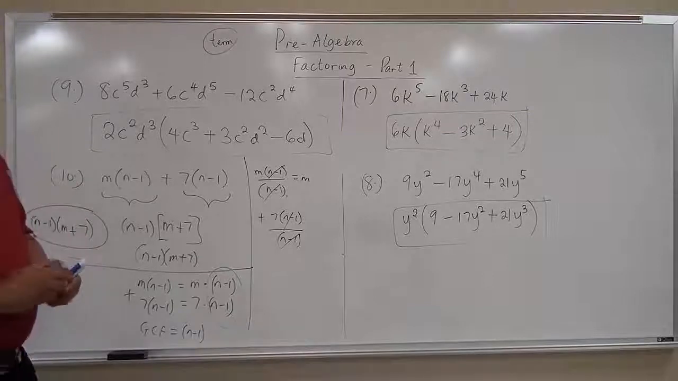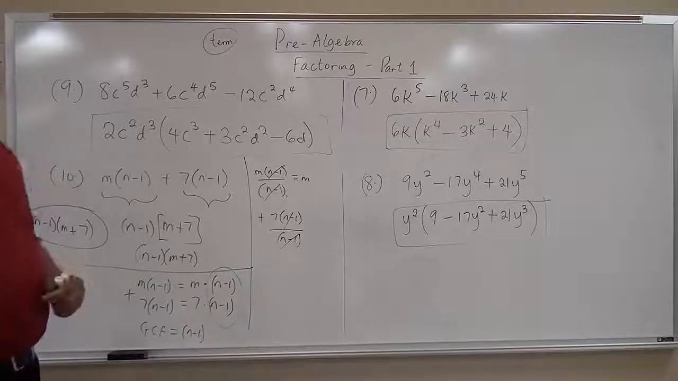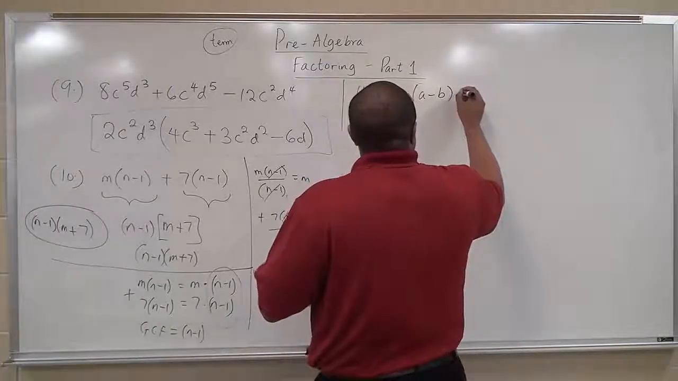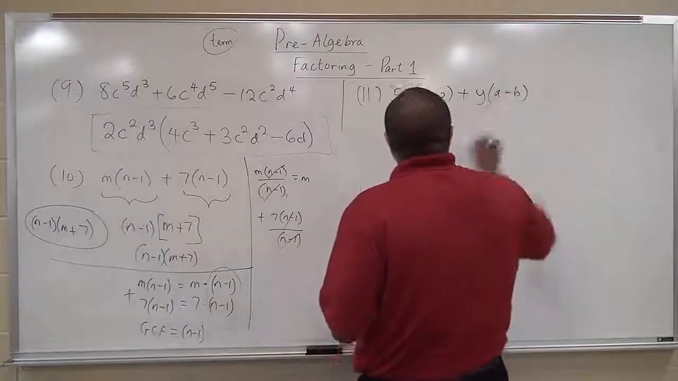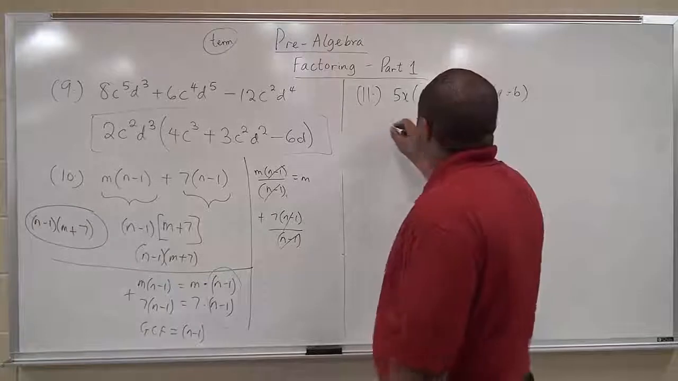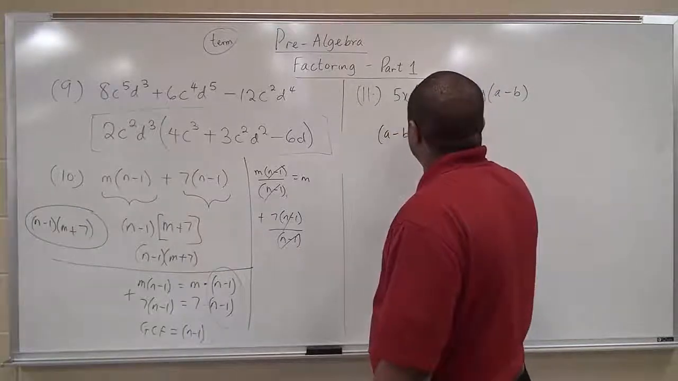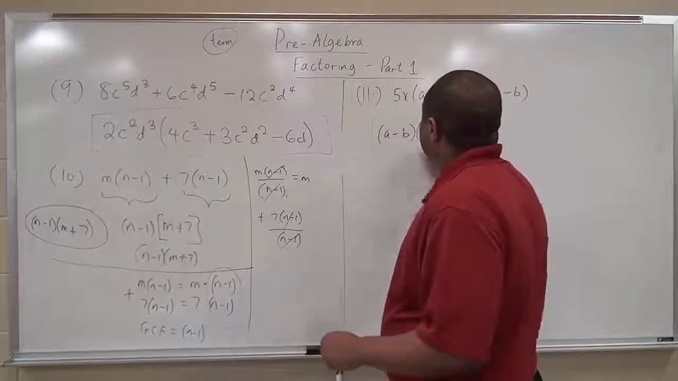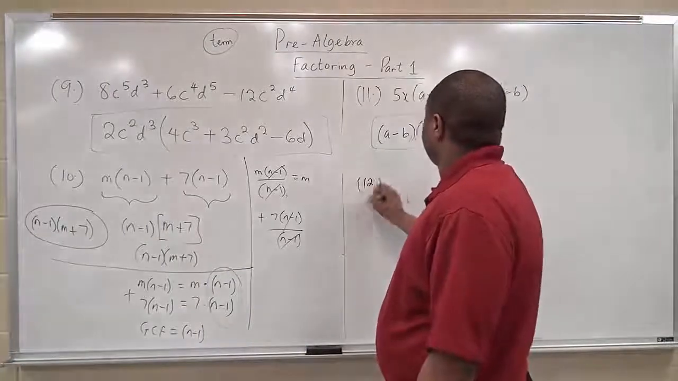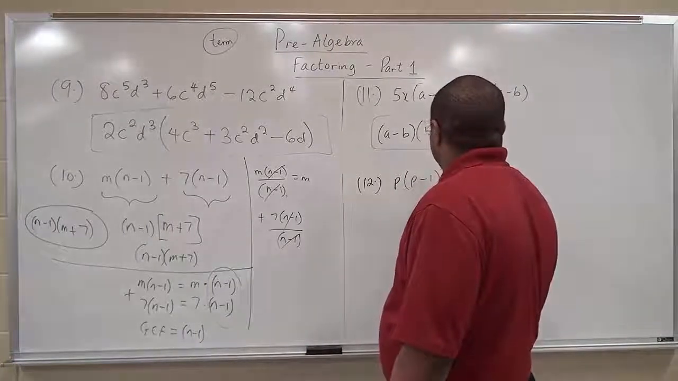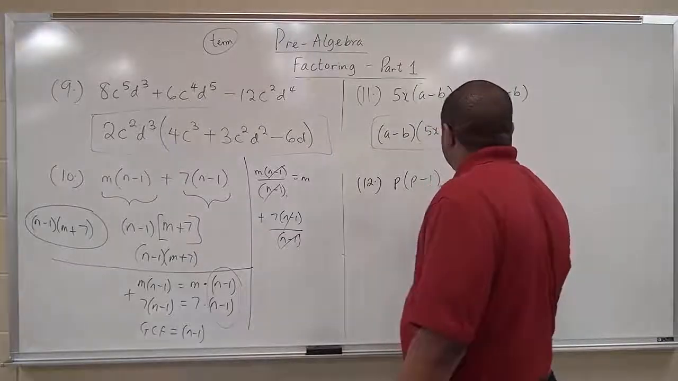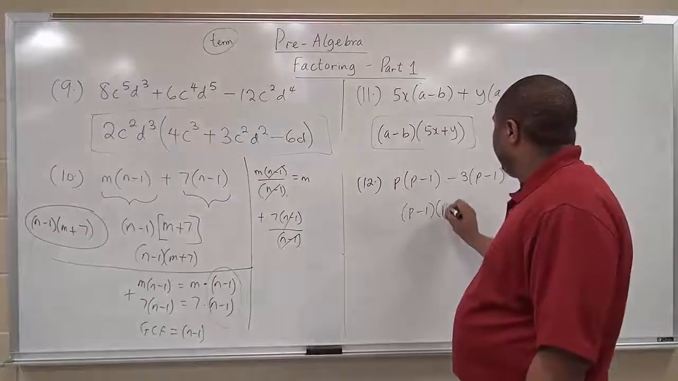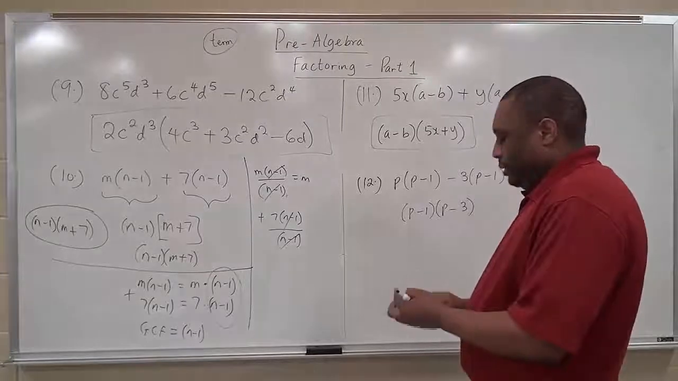Alright, we have 2 more questions to go. Question 11 comes next. 5x times a minus b plus y times a minus b. So a minus b is common, and then you have 5x plus y. That is it. Next: p times p minus 1 minus 3 times p minus 1. So what is the GCF? It's p minus 1, and then what is remaining here is p, then minus 3. That is it.